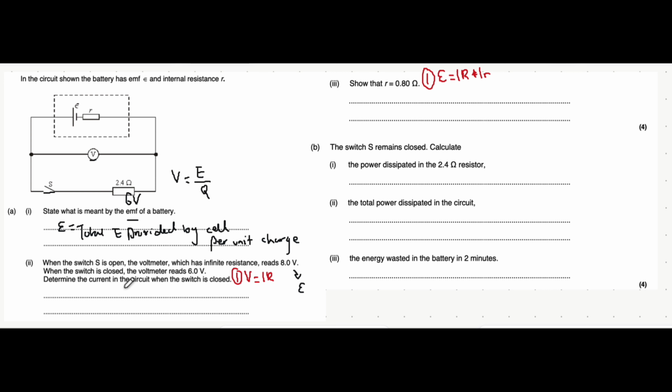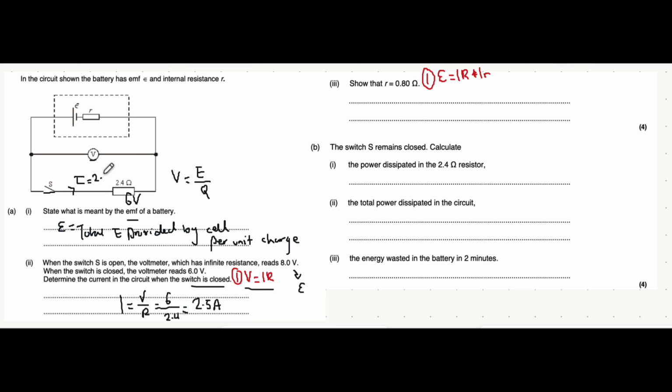It's asking you to find the current in the circuit when the switch is closed. You can find the current in the circuit by finding the current through this resistor. They're both the same because this resistor is in series with the whole circuit. And so I've written a prompt here. We can rearrange this equation to get current is V divided by R. So the voltage that flows through this resistor is 6, and the resistance through that resistor is 2.4. Dividing those together, you get 2.5 amps. So that's the current flowing through the whole circuit.